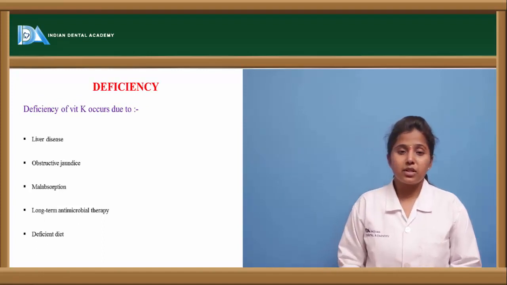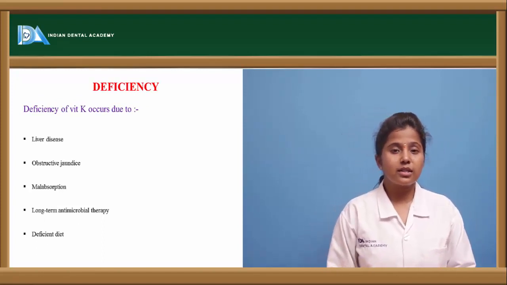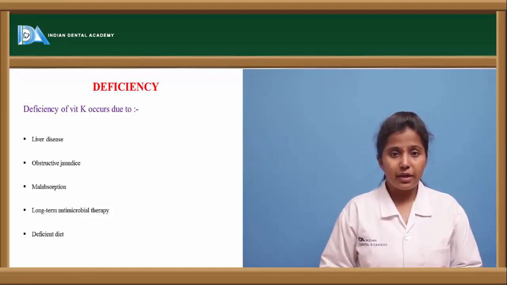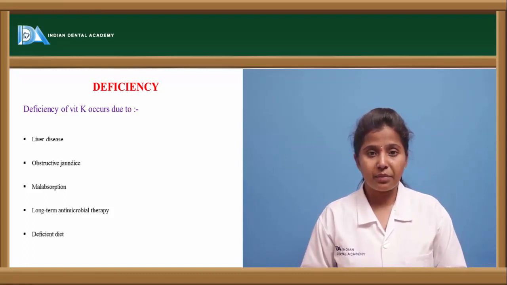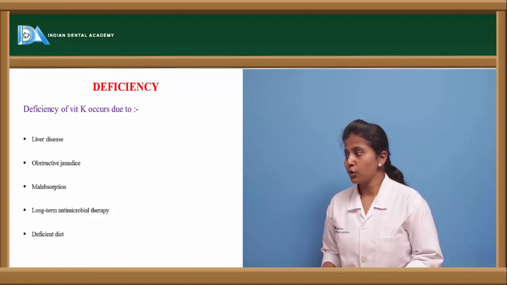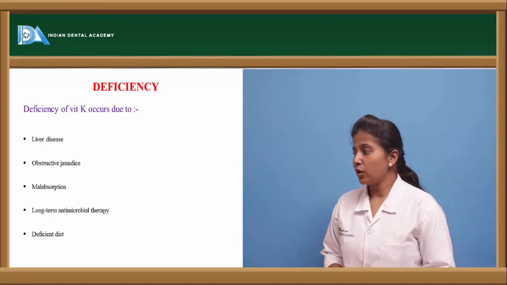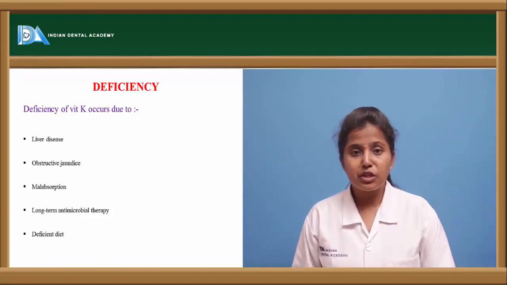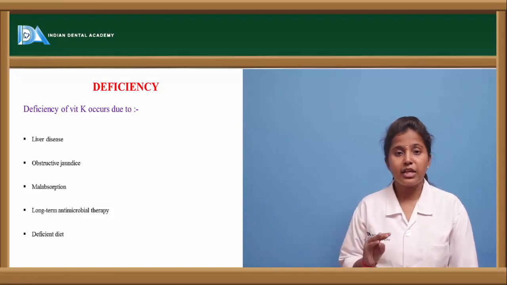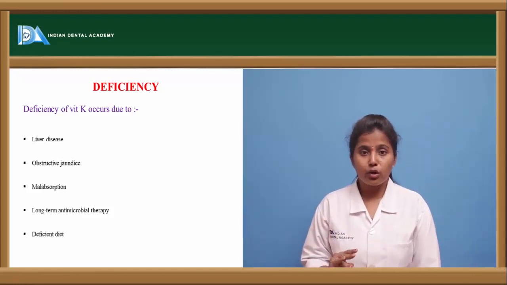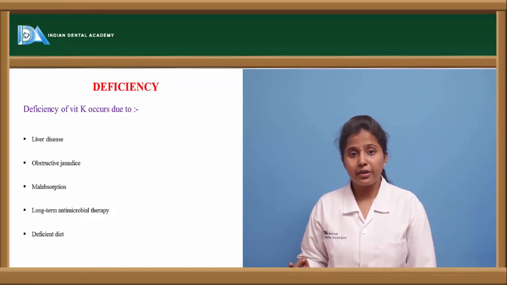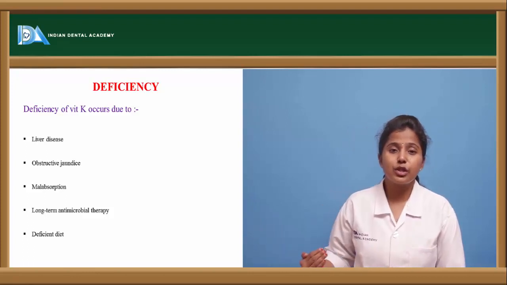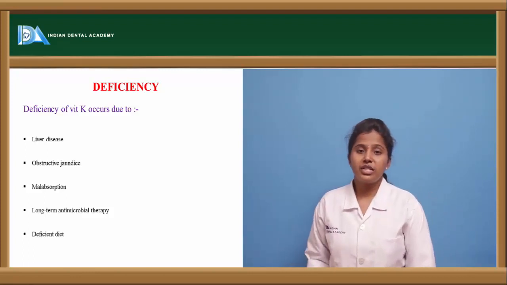What are the conditions we observe if there is a deficiency of vitamin K? There are various liver diseases which occur when there is a deficiency of vitamin K. It causes obstructive jaundice and malabsorption. It also occurs with a deficient diet and long-term antimicrobial therapy. So vitamin K deficiency occurs in all these conditions. If there is any liver disorder, obstructive jaundice, long-term antimicrobial therapy, or a deficiency in the diet, then definitely the patient will suffer from a deficiency of vitamin K.